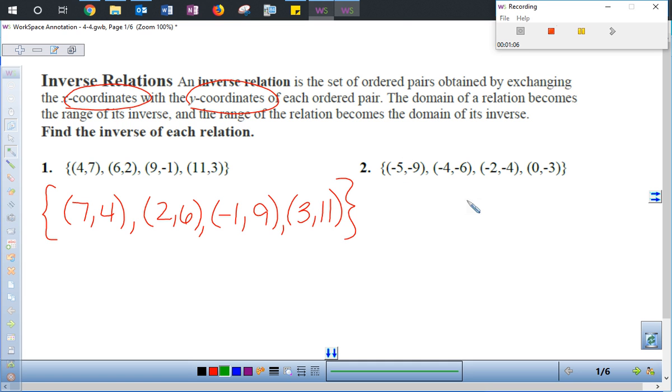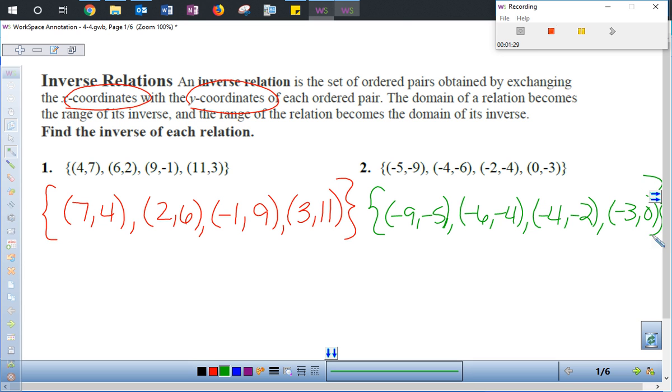So what I'd like you to do is pause the video and do number 2 on your own. Okay, so hopefully you got the set of -9, -5, -6, -4, -4, -2, -3, 0, and then you close it with your set bracket.